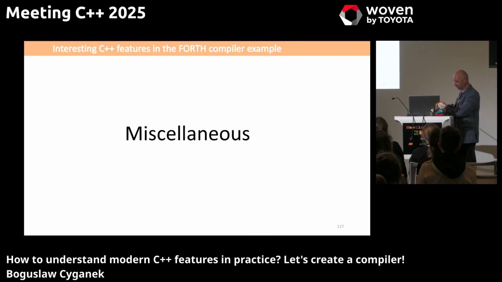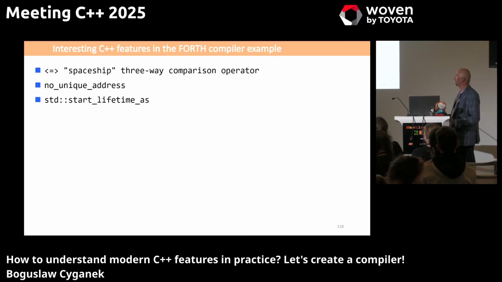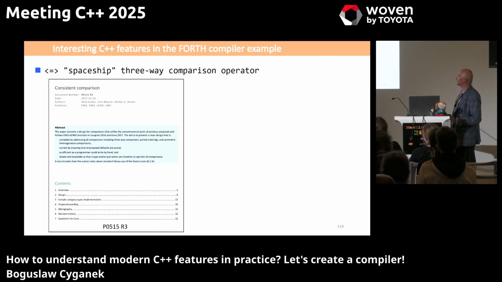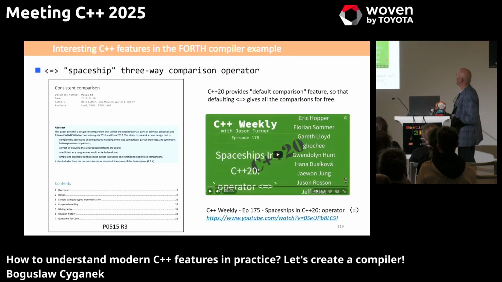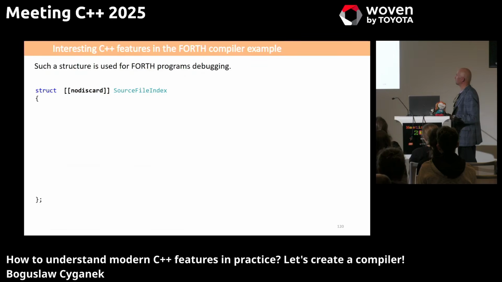So finally, some other techniques which can be useful in creating such systems like this one. These are the three. First is the spaceship, three-way comparison operator. It is really helping in writing clear code. Again, please take a look at some good presentations.